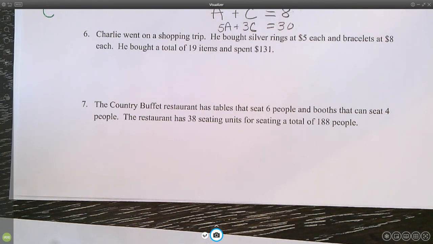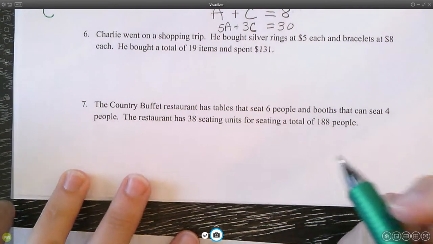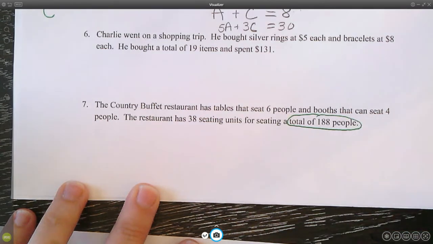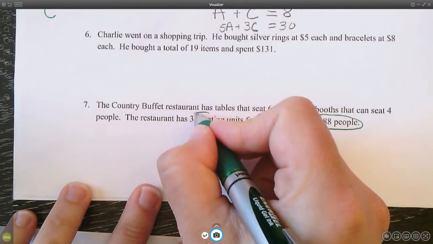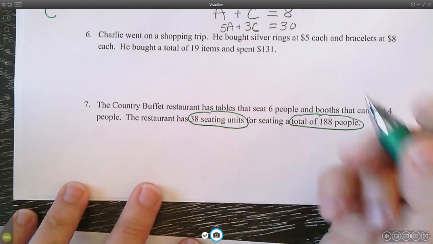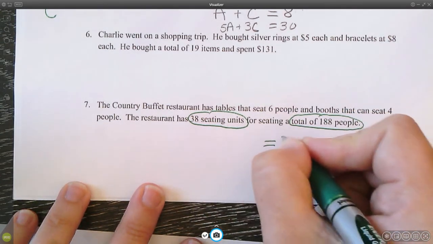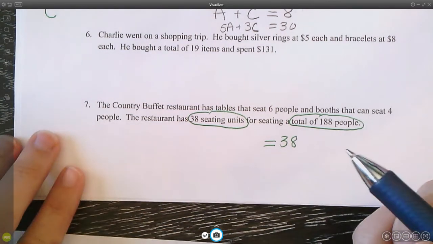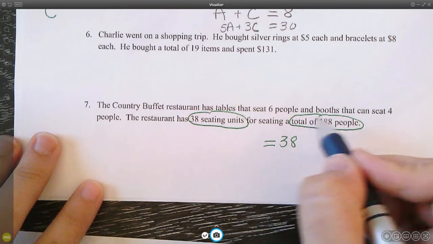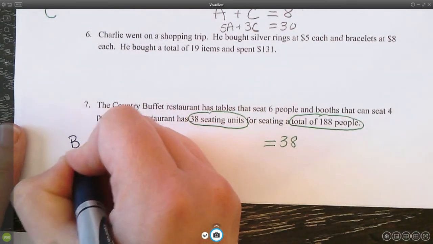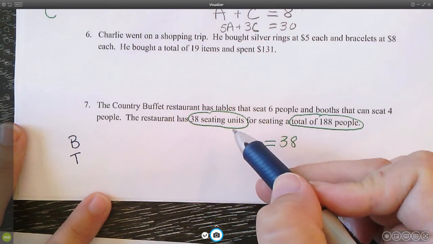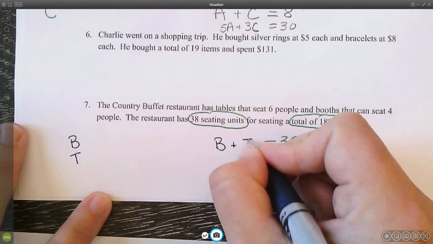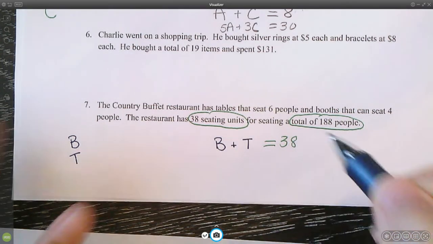So this one, again, you don't have the 2 situations like you did on the top, but we are given 2 totals. So we have a total of 188 people. We also have a total of 38 seating units. So let's start with this 38. What kind of seating units can we have? Well, we can have tables or we can have booths. So we have booths and we have tables, and we have 38 seating units. So that must mean that our booth plus our table equal 38.